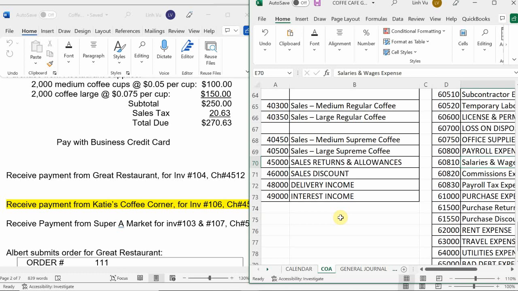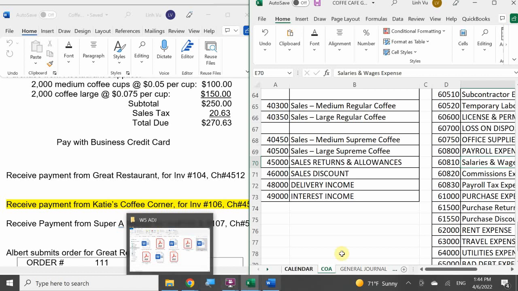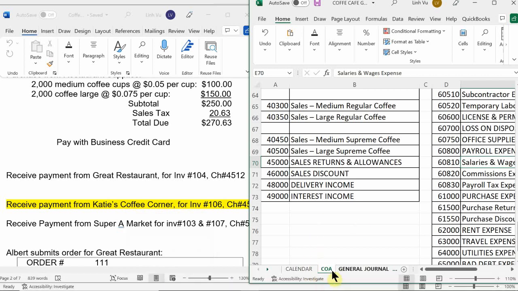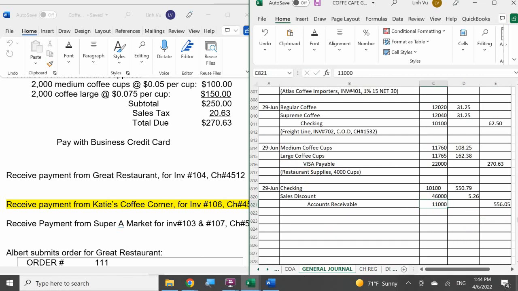Sales discount? 46,000. 46,000 for $5.26. Okay. All right, so you have everything you need to finish the description.